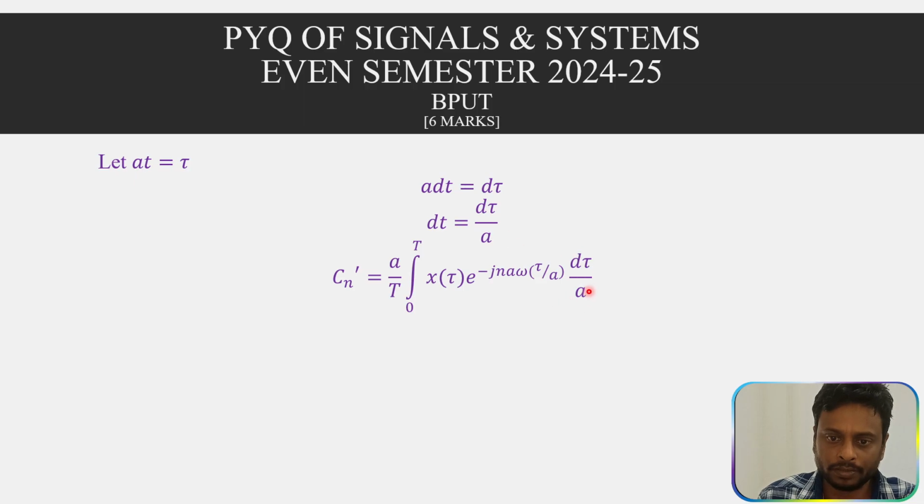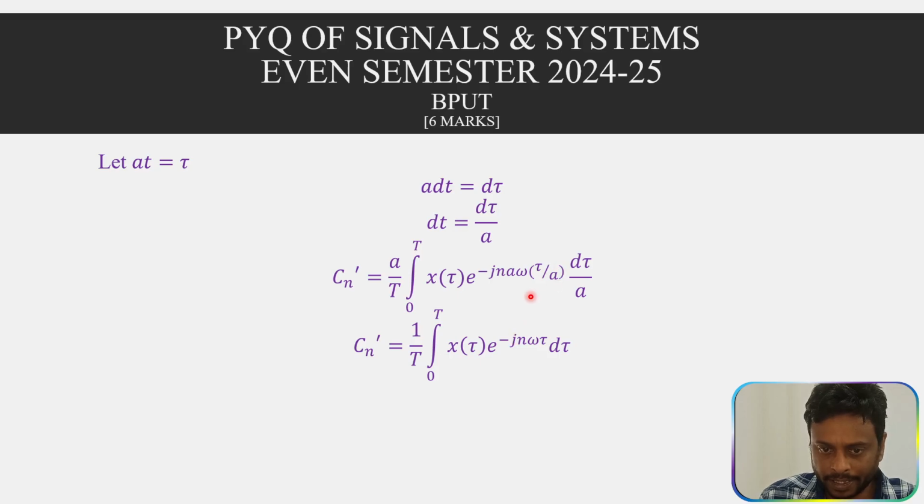So this a, I think, will be taken outside, so this a and a get cancelled. So it will be 1 upon T. This a and this a will also get cancelled. You can see this a and a get cancelled. So that will be x of tau e to the minus j omega tau d tau. So you can see it is Cn. Both are the same.